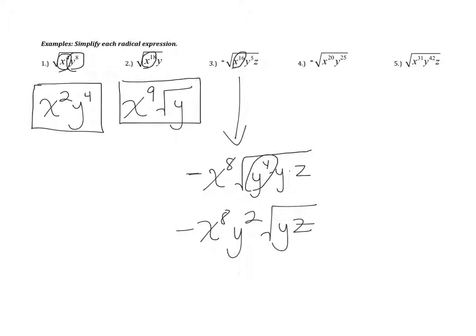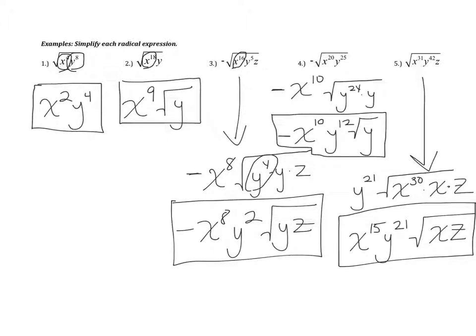Now stop the video and try the next two on your own. So there you go. In number 4, I got negative 8x to the 10th, y to the 12th, square root of y. And then in the next one, I got x to the 15th, y to the 21st, square root of xz. So again, reminder, I try to organize my work so that I pull out my perfect squares immediately, the square roots of my perfect squares, and then I break up what's left on the inside and go there. It's just a way of organizing your work.